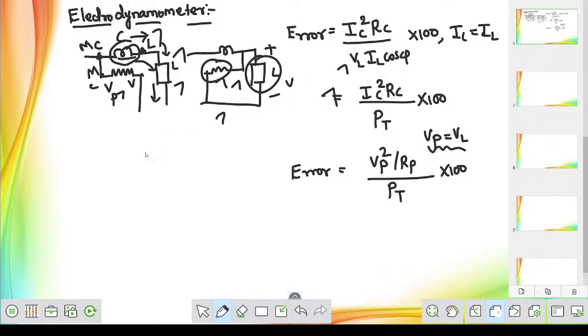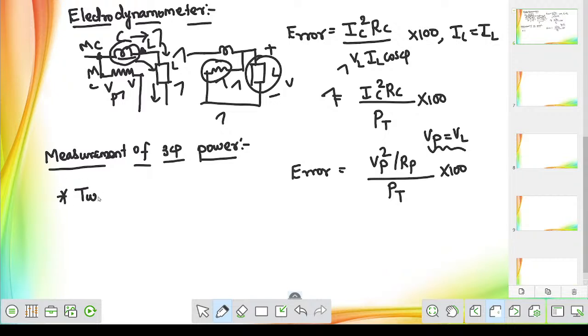Next, let us discuss wattmeter reading. Another most important area is measurement of three-phase power using the wattmeter circuit. The most effective method for the measurement of three-phase power is the 2 wattmeter method. Most of you might be aware of it.